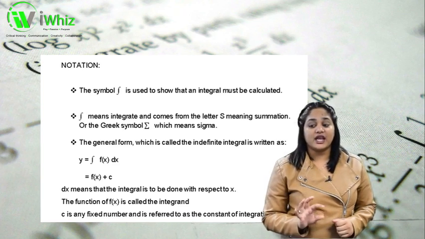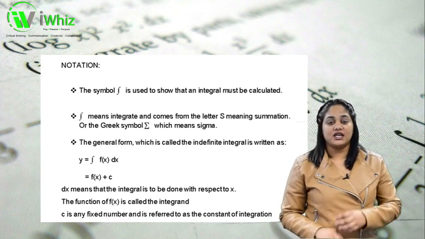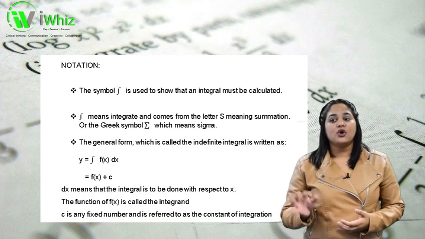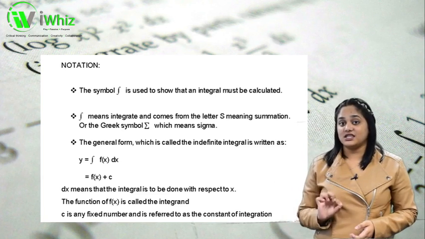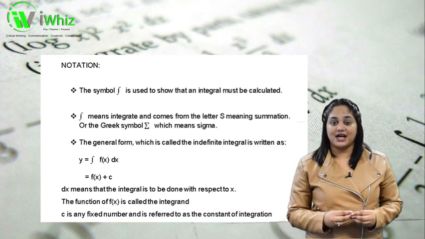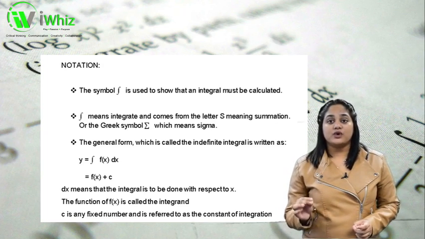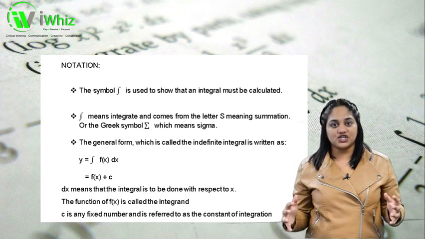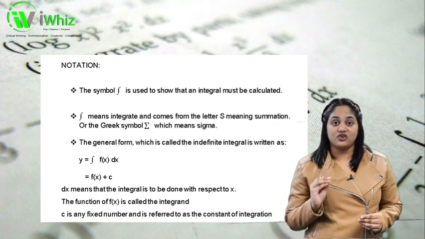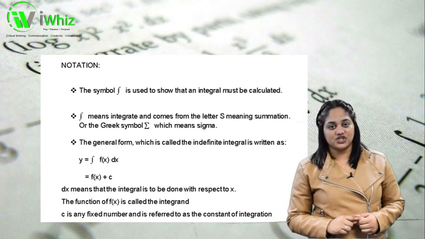We already know that f of x is the function. When we look at f of x as a function in the concept of integration, we refer to f of x as the integrand. Again, f of x is known as a function to us when we work with functions or graphs. But in the subject of integration, we refer to it as the integrand. Remember that the c represents the constant of integration.